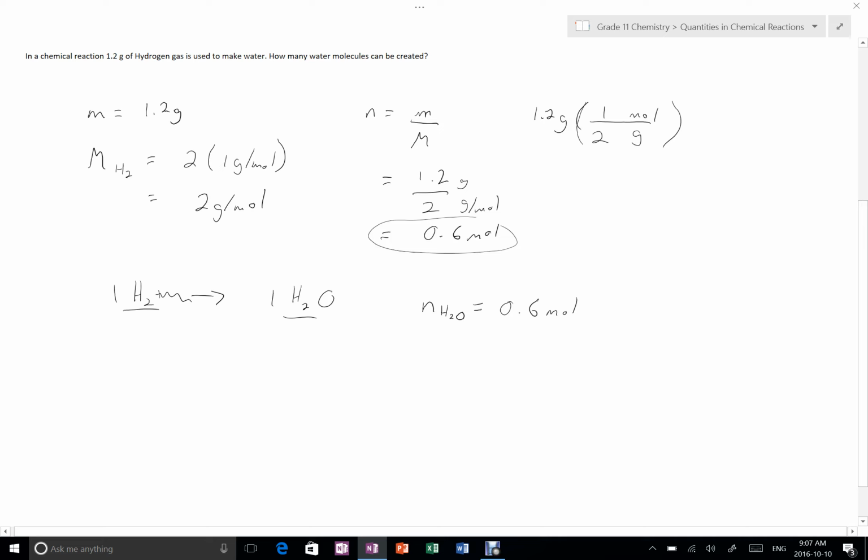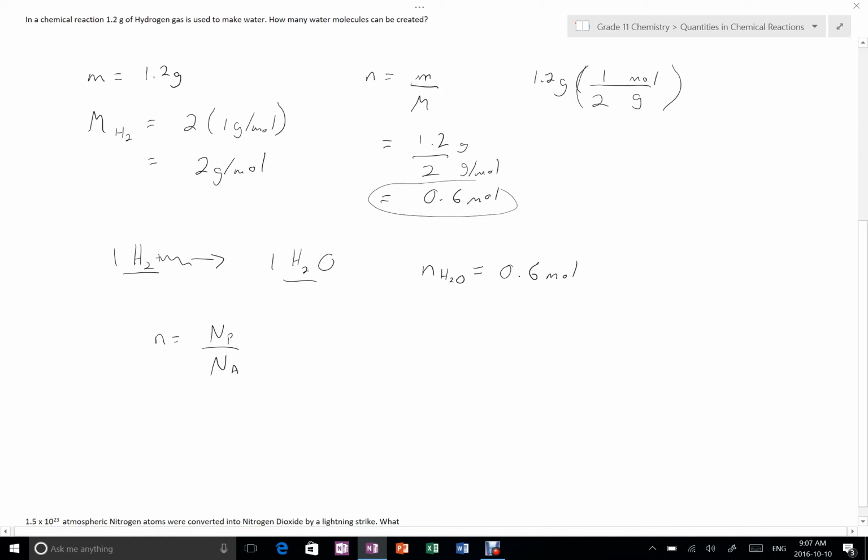So it says how many water molecules can be created. Remember that moles is equal to the number of particles divided by Avogadro's number, or the number of particles per mole. So 0.6 is equal to the number of particles divided by Avogadro's number, which was 6.02 times 10 to the 23. So that gets me a number of particles, which is 3.612 times 10 to the 23 particles.